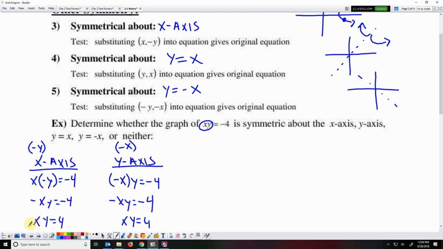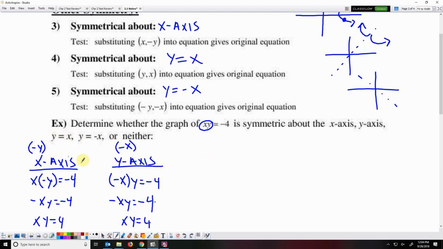And now I've got that xy for both of these, but I've got to get the other side to equal the same thing as the original, and it doesn't. So it equals positive 4, not negative 4. Okay, so either one of these lines here does not match that original. So it is not symmetric about the y-axis.